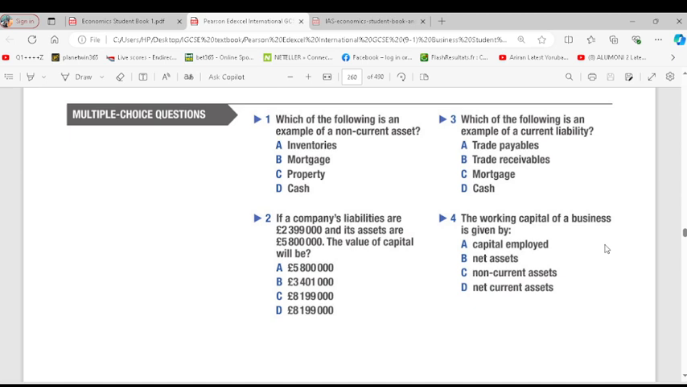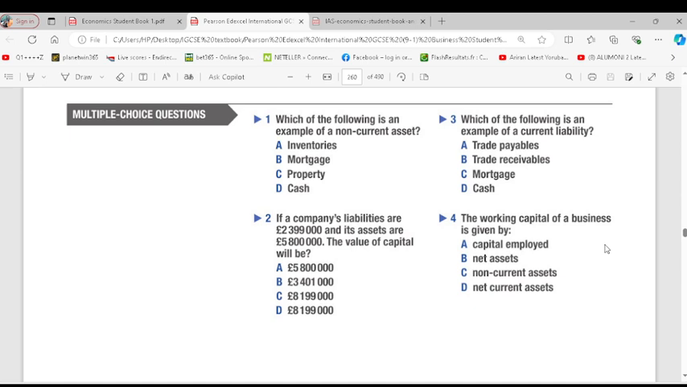You don't know the formula for capital? We have what we call the accounting equation. Capital is assets minus liabilities. So to get that, 5,800,000 minus 2,399,000. You could simply use 5,800 minus 2,399.